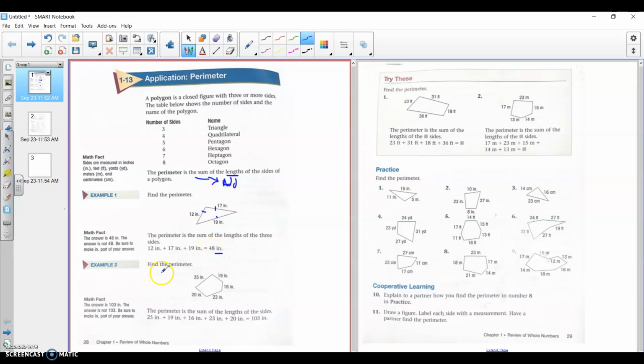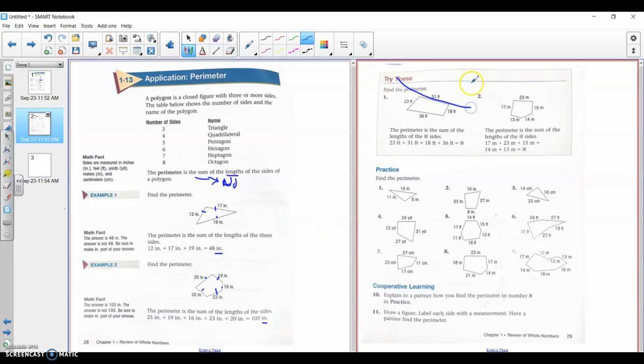In example number 2, you have a 25-inch side, then you have a 19-inch side, 16, 23, and 20. And again, all you're going to do is add up the sides. So when you have 25 inches plus 19 plus 16 plus 23 plus 20, you're going to get 103 inches. And again, just label correctly.